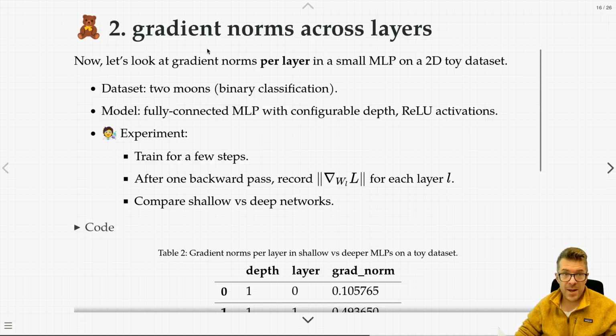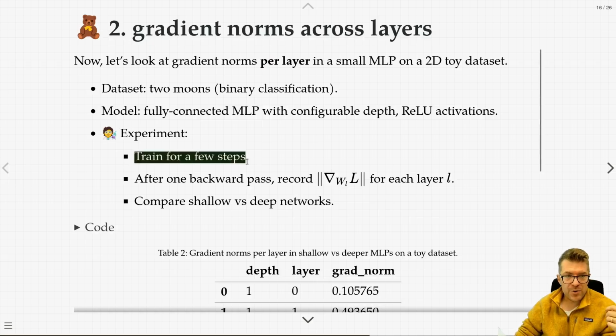Here's our second example: gradient norms across different layers. We're going to look at gradient norms per layer in a small neural network with a 2-dimensional toy data set. This is going to be our 2 moons yet again. We're doing binary classification. We'll have a fully connected multi-layer perceptron now with a configurable depth and ReLU activation. So we're also not going to be simplifying with linear layers, but with nonlinear layers.